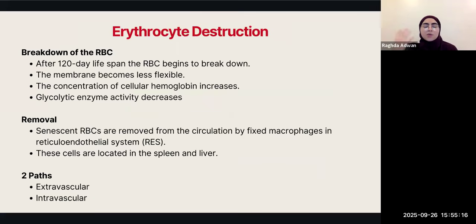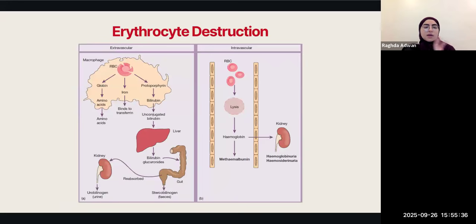Now, lastly, we talked about the life of an RBC and the membrane and metabolism and function. It gets destroyed. I already mentioned this, so I won't stress on any of these points. It gets removed in the spleen by macrophages or in the reticuloendothelial system, which is an organ system. And they can either die extravascularly in the macrophages of the spleen or liver, or intravascularly in the blood vessels themselves. All of these things with globin and protoporphyrin, bilirubin, you'll take somewhere else.